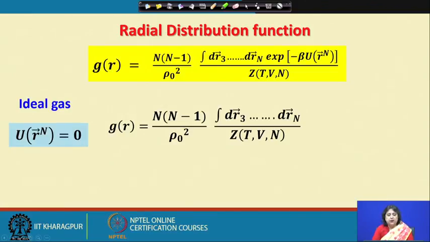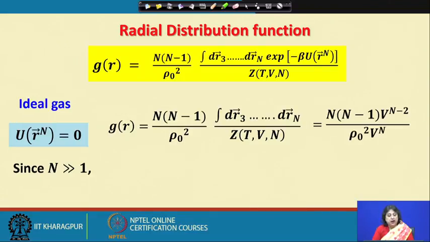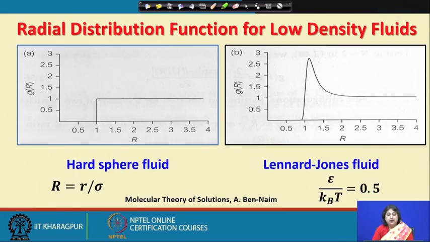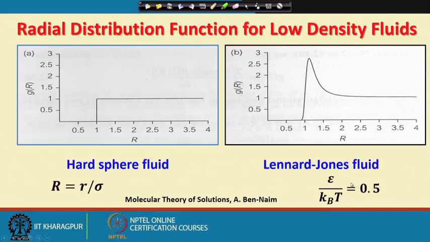So, for an ideal gas, obviously if I put the potential energy equal to 0, I should be able to retrieve the fact that G of r is equal to 1. But if I look at low density fluids like a hard sphere fluid or a Lennard-Jones fluid, I see that in the case of G of r, initially it is 0 because 2 hard spheres cannot cross into each other's zone, because here r is less than sigma. But beyond that, it is equal to 1 because it behaves like an ideal gas.